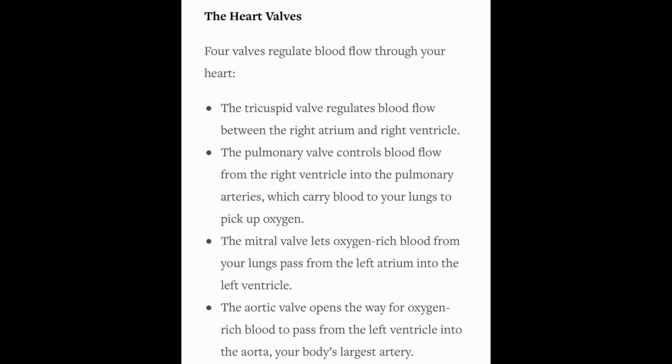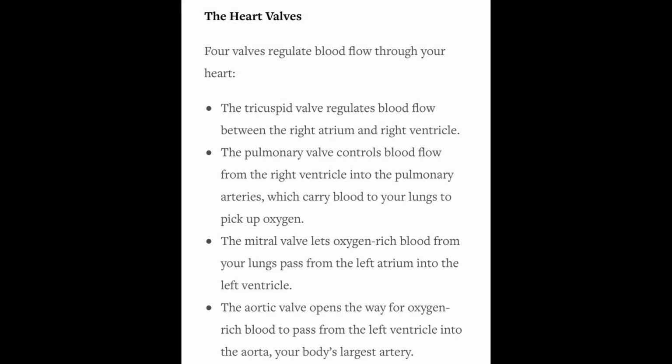Now third one is mitral valve or bicuspid valve. So the mitral valve lets oxygen rich blood from your lung pass from the left atrium into the left ventricle. So it is on the left side. So it is for the oxygen rich blood.